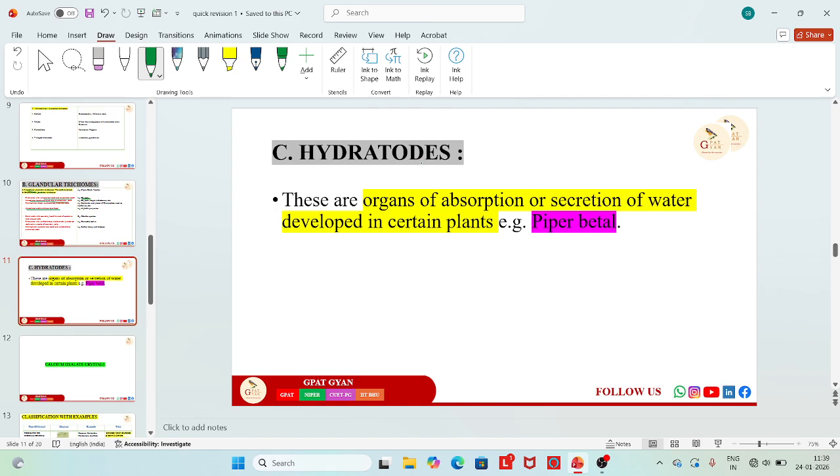So next is the hydatodes. These are the organs of absorption or secretion of water developed in certain plants. So the example is Piper betel. So this is up to here in this video, and in the next video we will cover the next portion for your revision of analytical pharmacognosy.